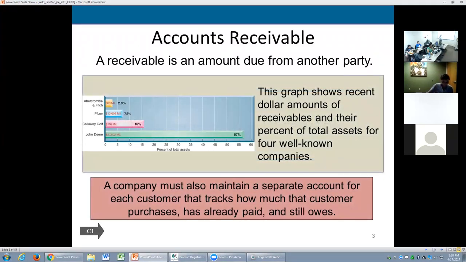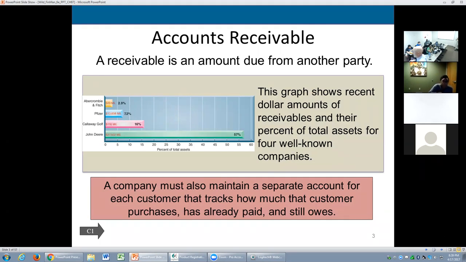A receivable is an amount due from another party. You see a graph showing recent dollar amounts of receivables and the percent of total assets for four well-known companies. If you look on the board, you're going to see Abercrombie & Fitch, Pfizer, Callaway Golf, and John Deere. And what's this telling us? The amount of receivables and their percent of total assets.